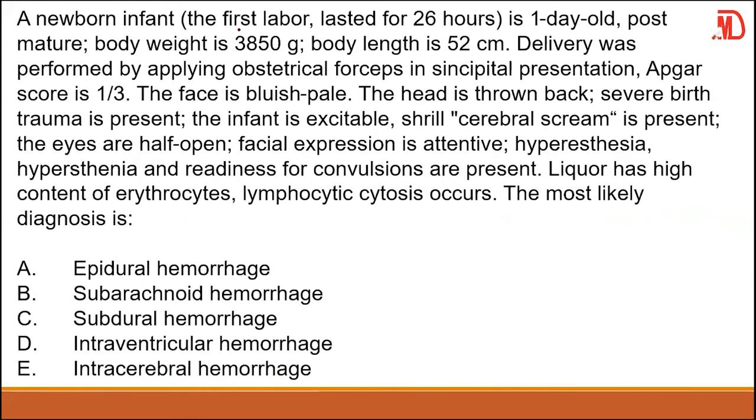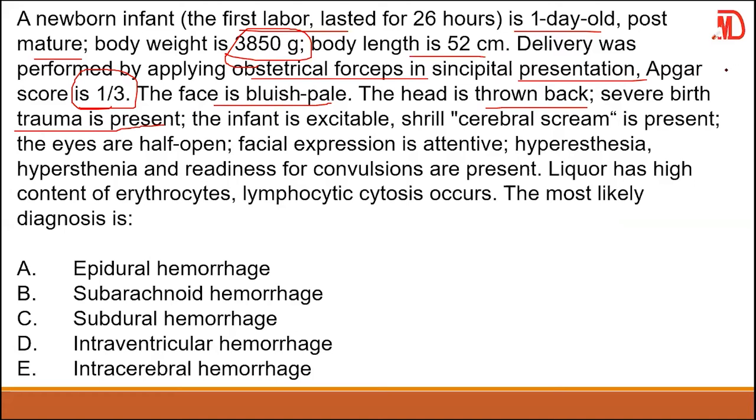All right. A newborn infant, first labor lasted for 26 hours. It's 1 day old, post-mature. Body weight is 3,850, which is slightly above, but quite okay. Body length is 52. Delivery was performed by applying obstetrical forceps in a syncopal presentation. Apgar score is 1/3, which is too small. The face is bluish pale.